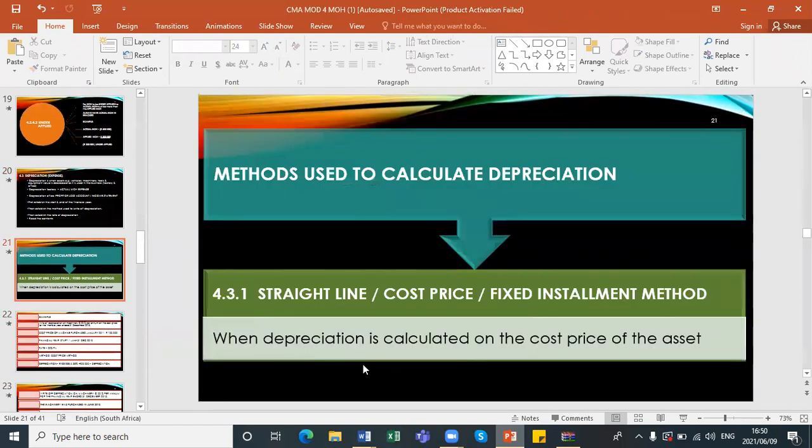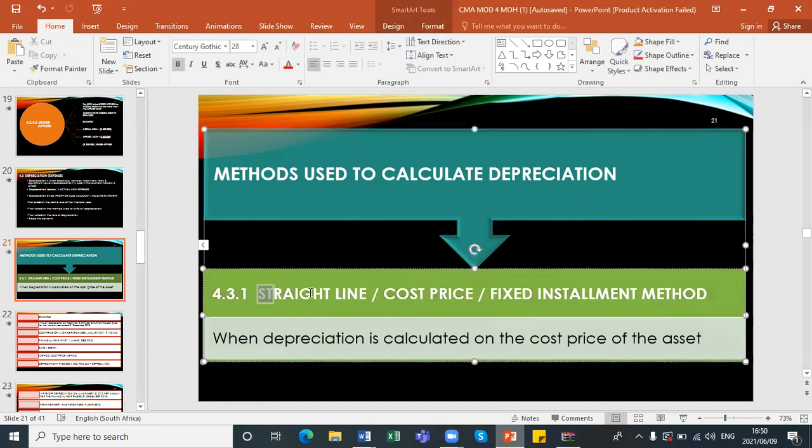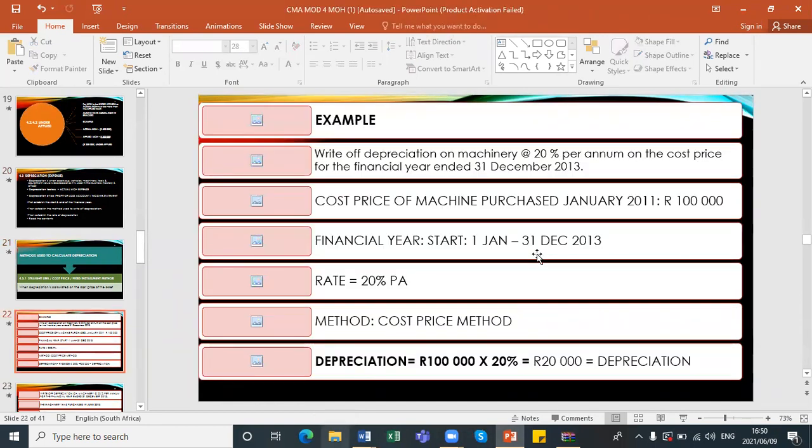Now, the first method you're going to use to calculate depreciation is the straight line method, also known as the cost price method, and the fixed installment method. This is when you calculate depreciation on the cost price of the asset. Here I've got an example. Rate of depreciation on machinery at 20% per annum.